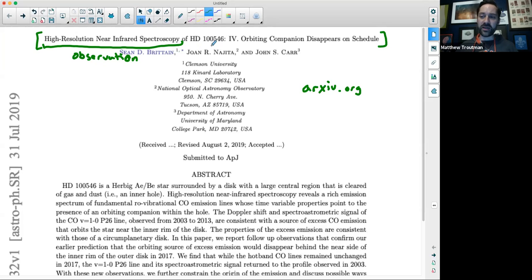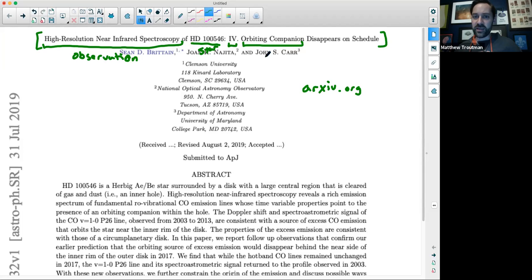If you remember back to the last video, we talked about astronomers not being very clever with their naming. So this is a star that is observed in a catalog, the HD catalog, and it is the 100,546th star in that catalog. This Part 4 refers to this paper being a 4-part series. This is the 4th paper that comes out about this star from Dr. Britton. And we are going to observe an orbiting companion.